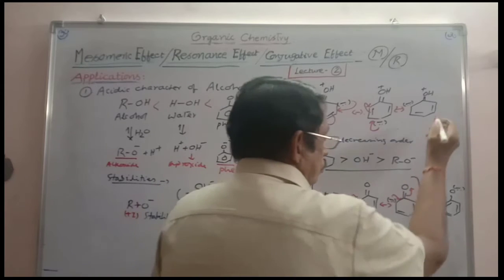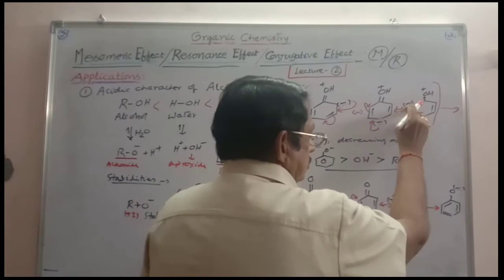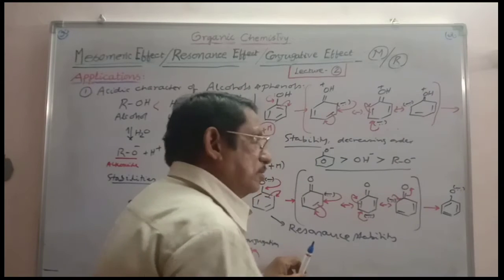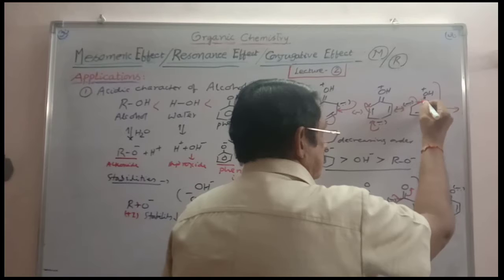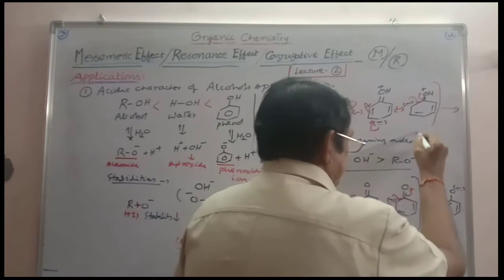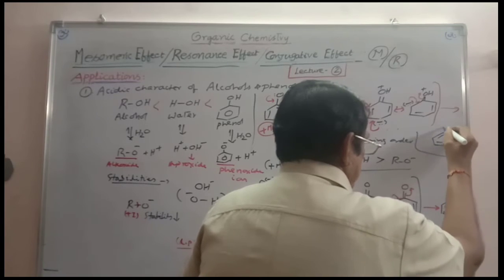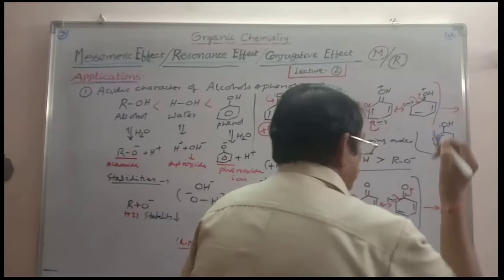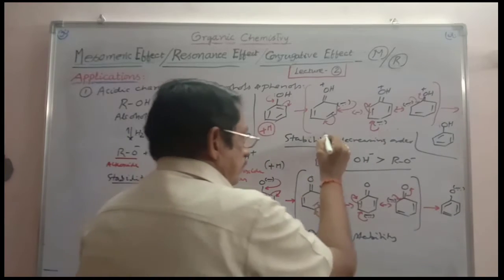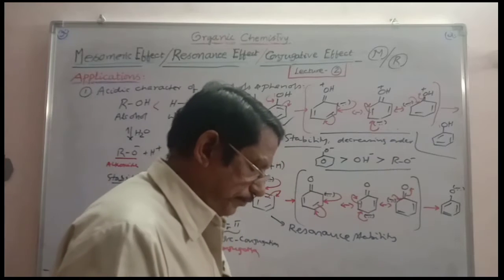Now, this charge is in conjugation to the pi bond. Once again, plus mesomeric effect goes like this. So what is the form obtained here? Even phenol is also stabilized by resonance forms.